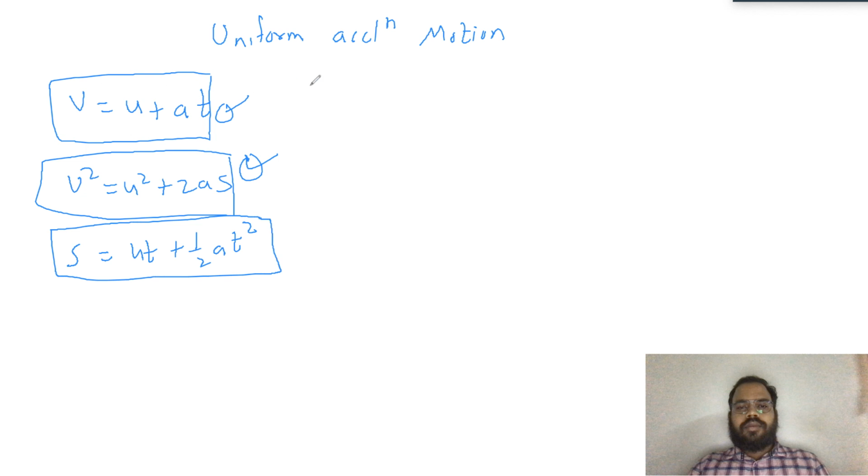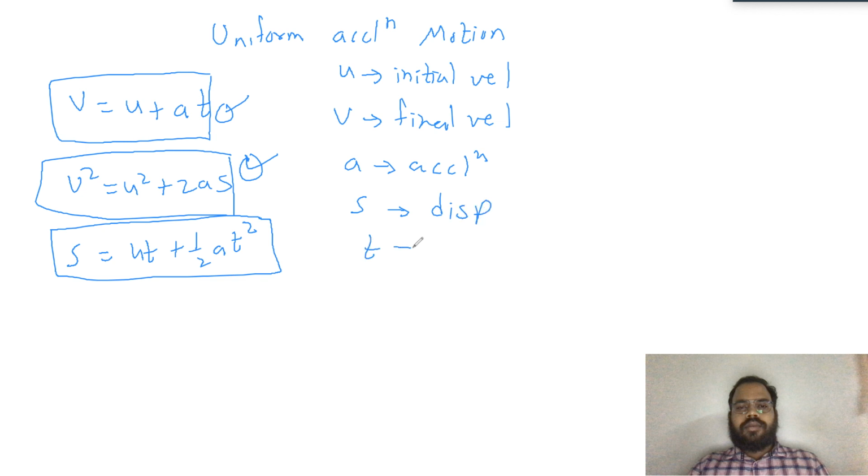Now I'll again define the terms for you. u is our initial velocity, v is our final velocity, a is our acceleration, s is our displacement, t is our time. So the first equation we'll use when the information of initial velocity and final velocity is given to us, or initial velocity and time. So any two of the three is given to us, that is initial velocity, final velocity and time, then we'll use this equation.